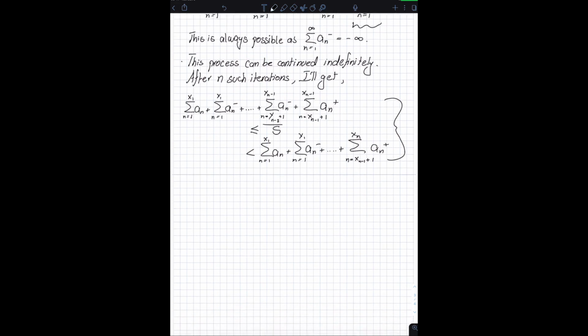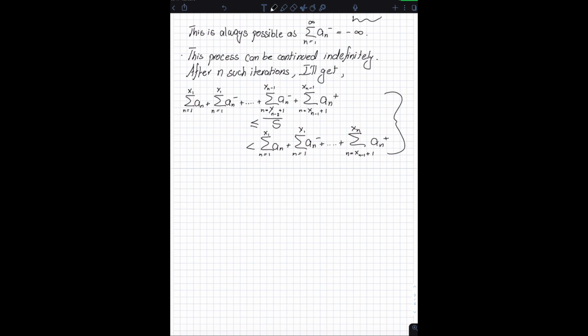And whenever I'm adding the negative terms, so this is the first iteration, and whenever I add a negative term, it's going to look something like this. I'm going to get the summation from n equals 1 to x1 of a sub n plus the summation from n equals 1 to y1 of a sub n negative, plus all the way up to the summation from n equals x of n minus 1 plus 1 to x of n of a sub n plus. Actually, there shouldn't be a minus 1 over here, just x of n, because this is where I'm at.